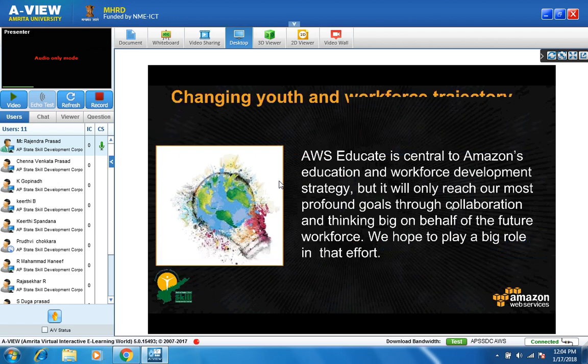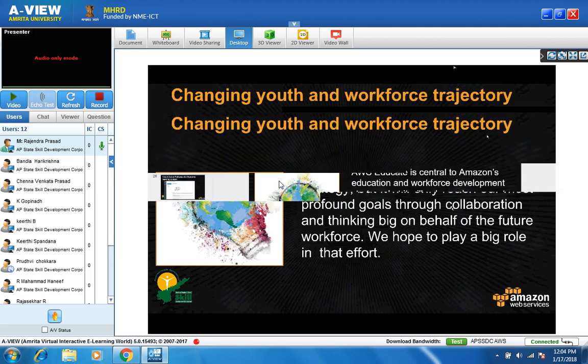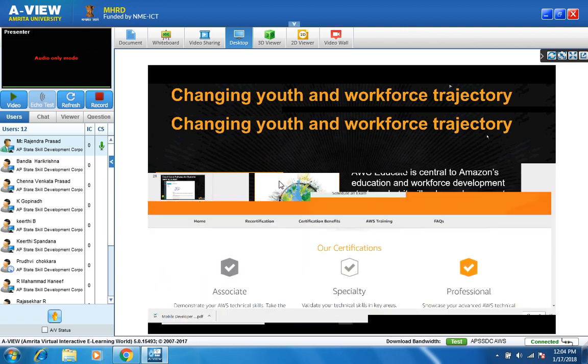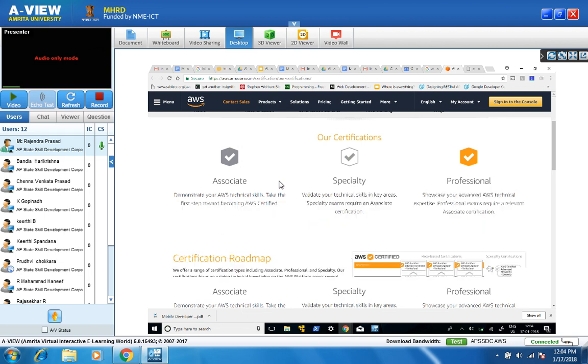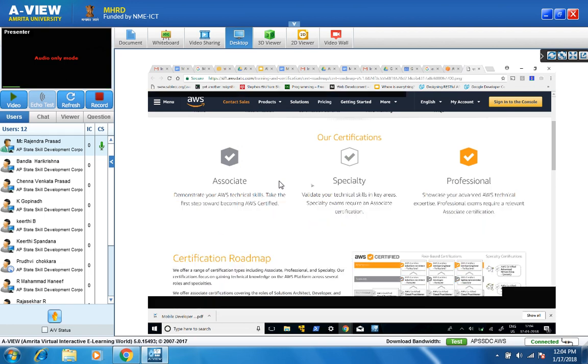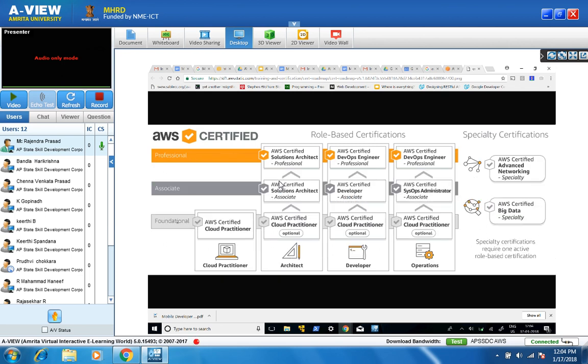Okay, so this is the basic presentation. Let me quickly shift to the certification part of it. If you observe the screen here, there are three different domains or three different levels, basically foundation level, associate level and professional level. Okay, and we will be starting our journey from the AWS certified cloud practitioner foundation level certification.